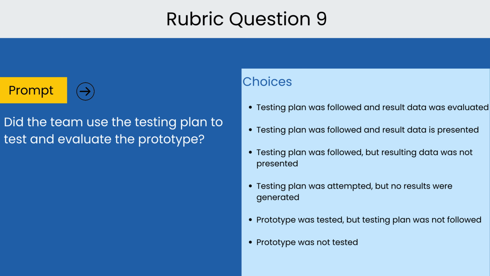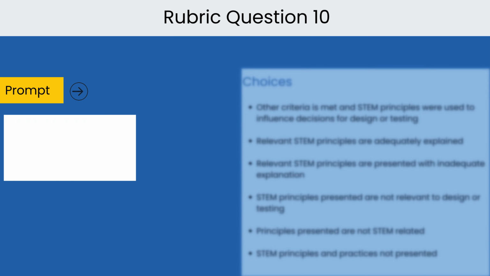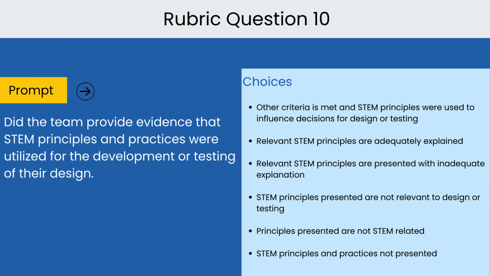For question 9, the rubric is evaluating the performance of the tests and the team's handling of the test results. An exemplary test follows the testing plan and leads to quantitative data that is analyzed against the criteria and constraints. In question 10, the rubric is evaluating which science, technology, engineering, and math principles the team used either when developing their prototype or testing their prototype. It's expected that during the design process, the team demonstrate mastery of STEM principles and practices that had to be understood in order to complete the project.